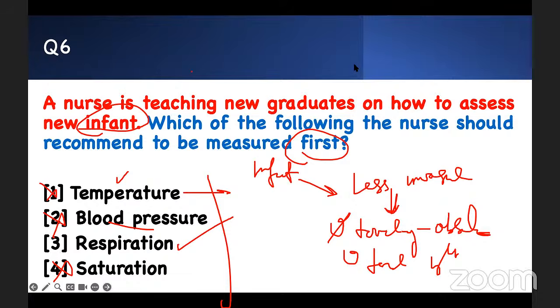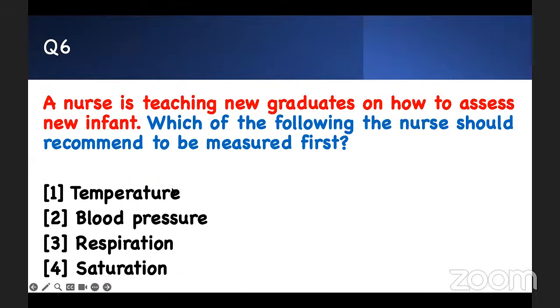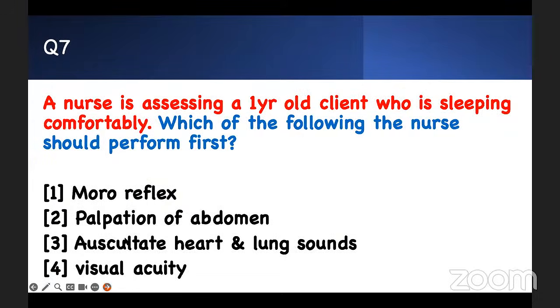I'm just trying to get you guys thinking. Simple, straightforward question, right? That's an NCLEX type of question. This is based on the same question, same concept. Which of the following should the nurse perform first? A nurse is assessing a 1-year-old client who is sleeping comfortably. Which one do you do? Moro reflex, palpation of the abdomen, auscultate their heart and lungs, or do a visual acuity?